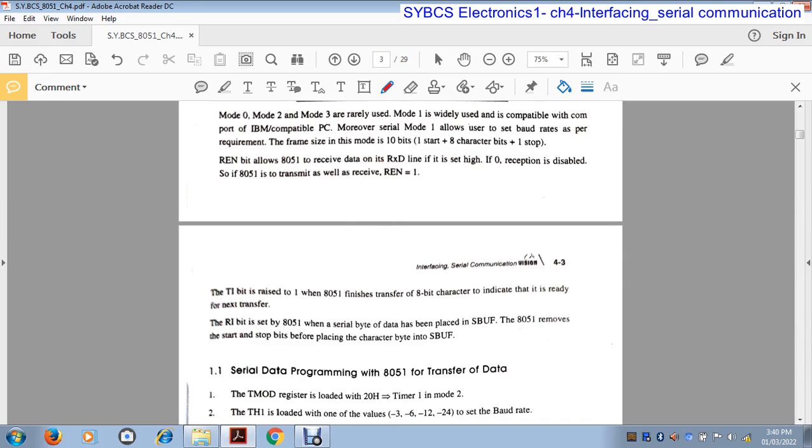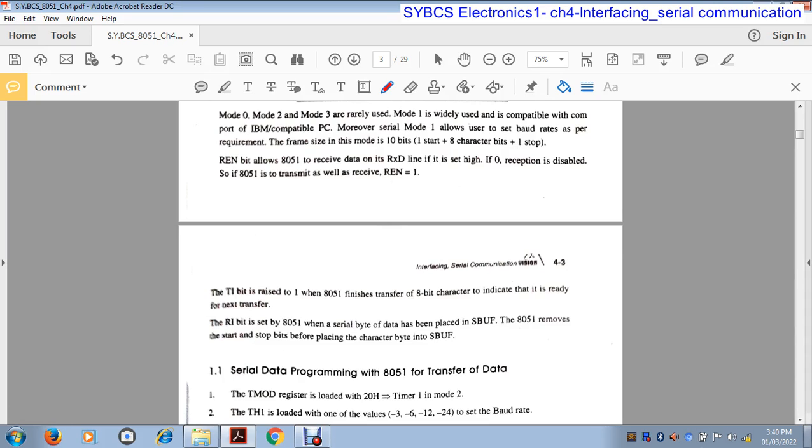Similarly, TI is raised to 1 when the 8051 finishes the transfer of data. So TI becomes 1 when the 8051 transmits all the information, otherwise it is 0. Similarly, RI is set to 1 when the 8051 receives the complete information. The RI bit is set by the 8051 when a serial byte of data has been placed in SBUF. The 8051 removes the start and stop bits before placing the character byte into the SBUF.